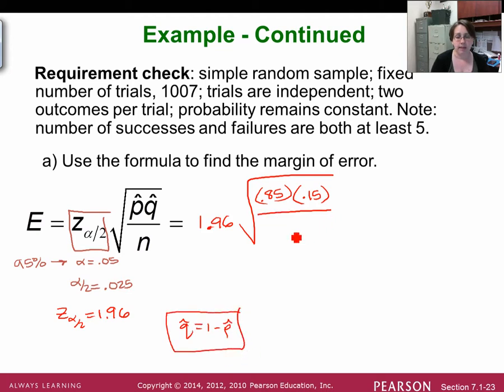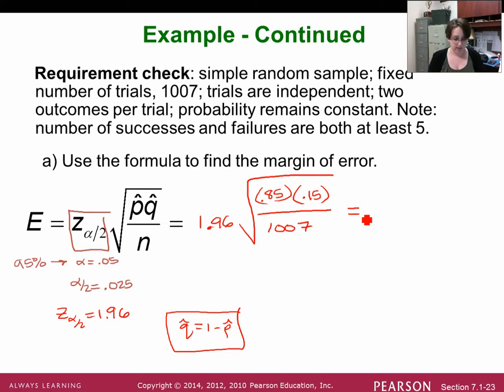Divide by N. N was the 1,007 participants. Be very careful in taking this in your calculator. Everything inside the square root must be in parentheses inside of your square root. So 1.96 times a big old square root, and in parentheses we put the 0.85 times 0.15 divided by 1007. Uh-oh, I missed something.